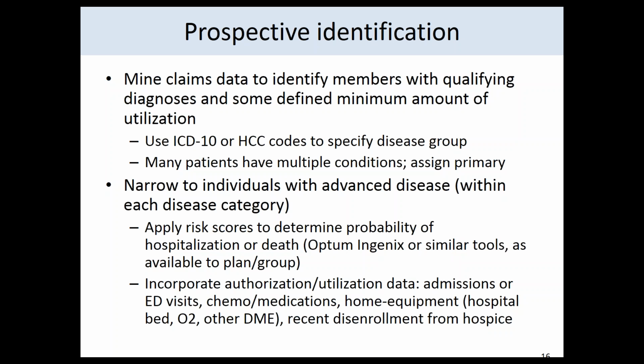Optum has tools, and there are many others out there that you all probably use already to do risk stratification. You can also incorporate authorization and utilization data, so information about admissions or ED visits or chemotherapy administration, pharmaceutical claims for certain medications, claims for home equipment such as a hospital bed or O2 or other DME, recent disenrollment from hospice. Essentially, indicators tailored to each disease group that would tell you this is not just a heart failure patient. This is a heart failure patient that has advanced disease.